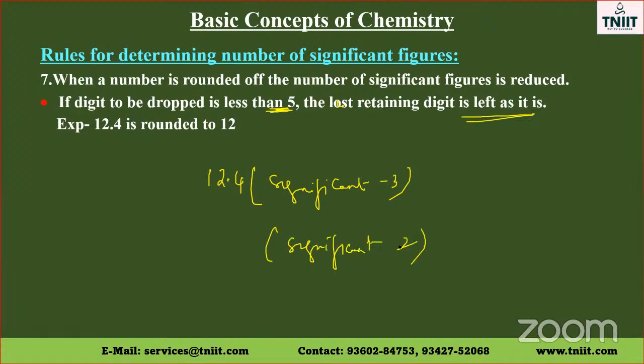The significant figure in the answer should be 2. If that's the case, this digit has to be dropped. But the number which has to be dropped is less than 5. Since the number to be dropped is less than 5, we round it off to 12. The answer is retained as 12. So if it's more than 5, add 1. If it is less than 5, retain the same.